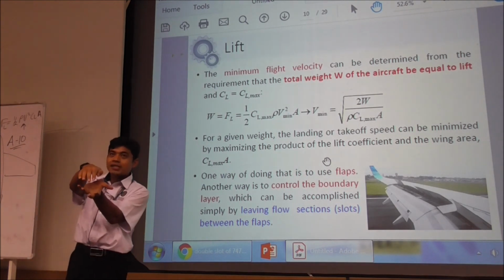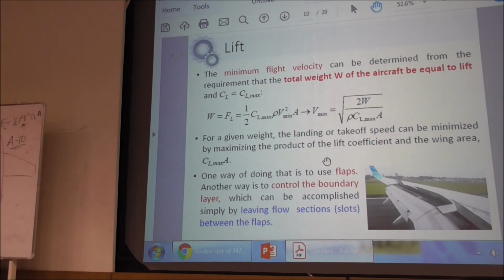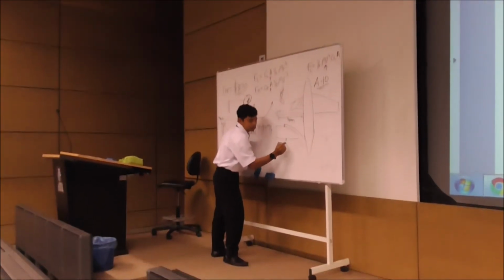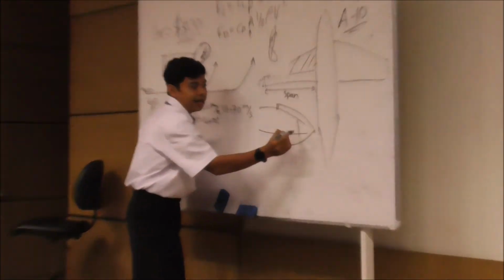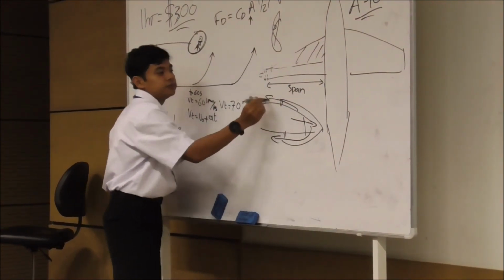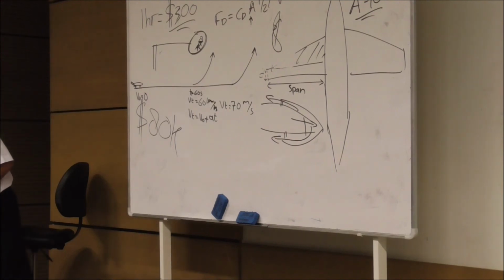Some aircraft have a reverse thruster. What is a reverse thruster? When you have an aircraft like that, it can be detached and it will close like that. So rather than having thrust to the back, it goes forward.